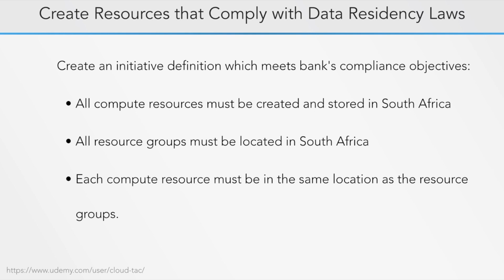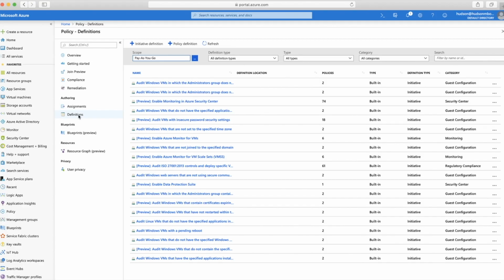In design scenario number 2, I have been instructed by my banking client to create an initiative that complies with Data Residency Laws. To start with, the client wants all compute resources to be created and stored in South Africa. All resource groups must be located in South Africa, and each compute resource must be in the same location as the resource groups. To make my life easier, I will filter the definition types to initiative.